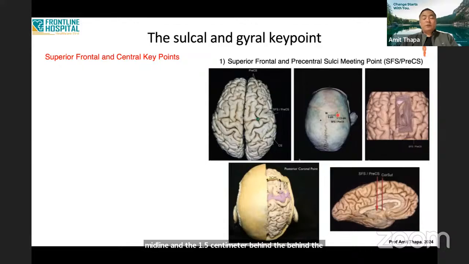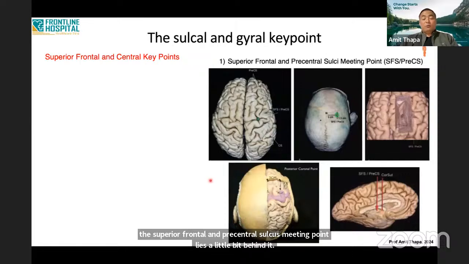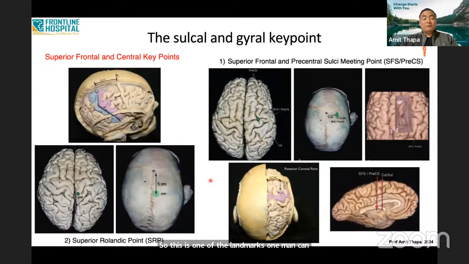This point is important because it lies over the body of the lateral ventricle, the thalamus, and a little behind the foramen of Monro. The coronal suture actually lies over the foramen of Monro in the coronal plane, but the meeting point of the superior frontal and precentral sulci lies a little bit behind it. So this is one of the landmarks one can use to approach ventricular pathology from this part.